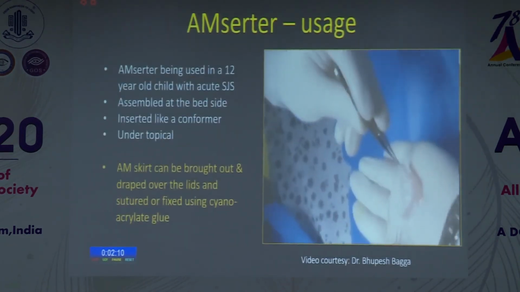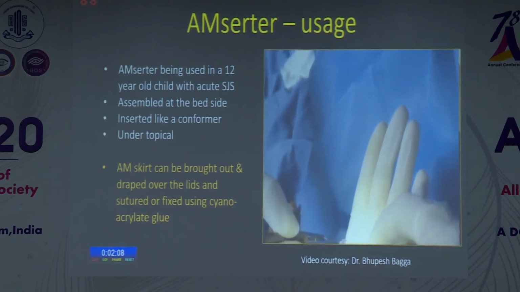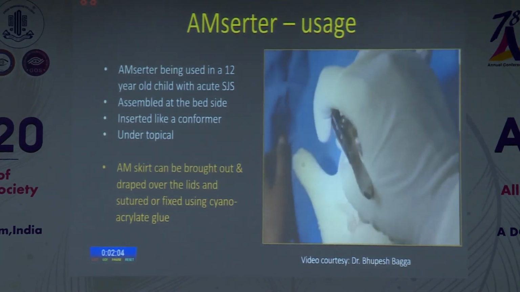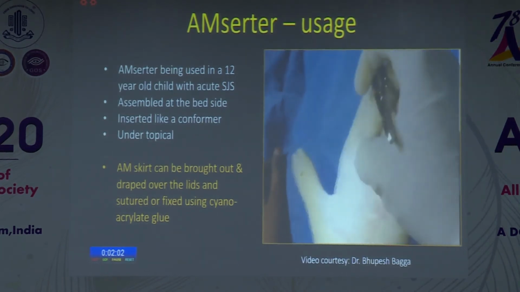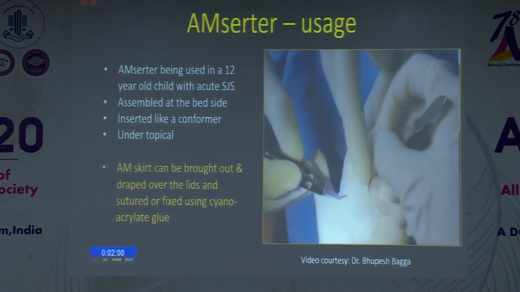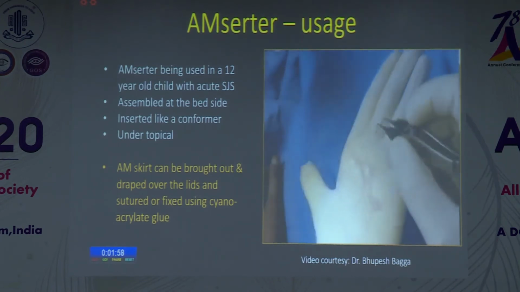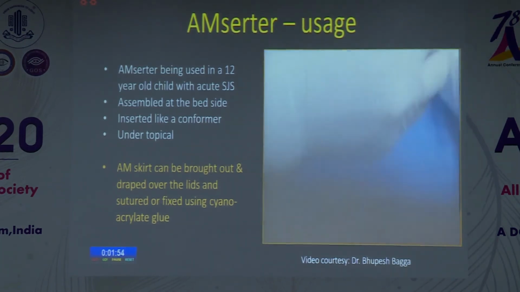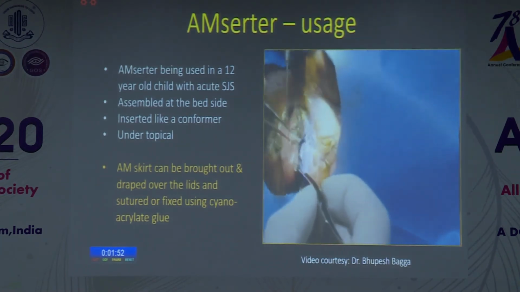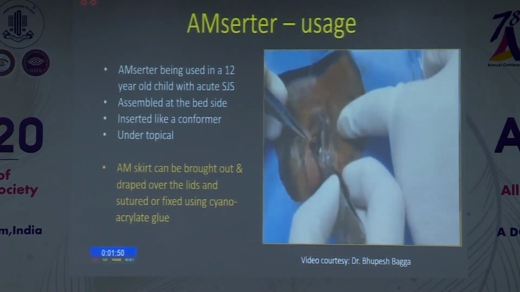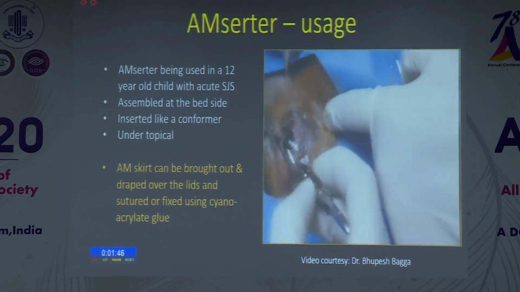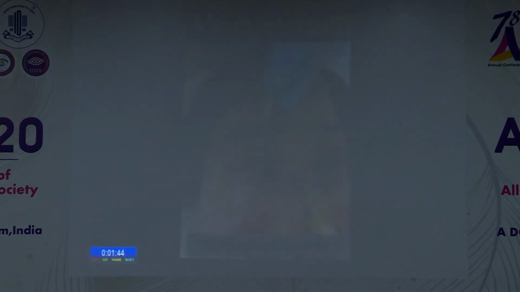And this is another case of acute Stevens-Johnson syndrome in a 12-year-old child, in which it is assembled on the gloved hand of the assistant and then inserted into the fornix. The thing that I want to highlight over here is that a skirt of amniotic membrane can be brought out over the eyelid to give coverage to the eyelid, which is important in Stevens-Johnson syndrome. You can then fix it with cyanoacrylate glue to the lid skin.